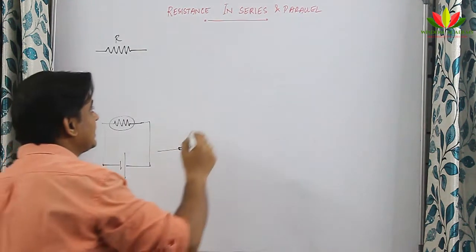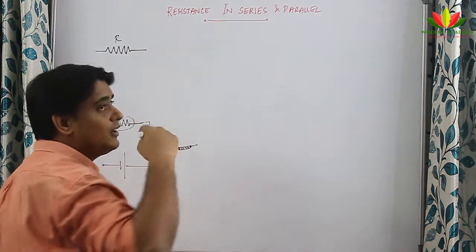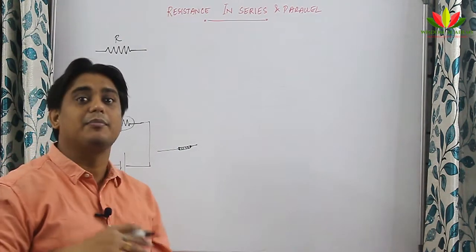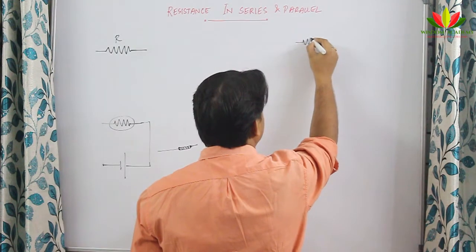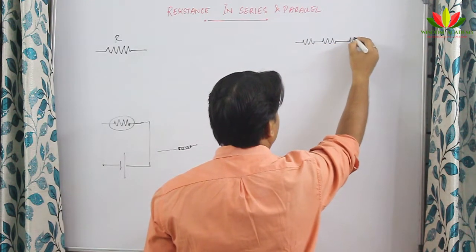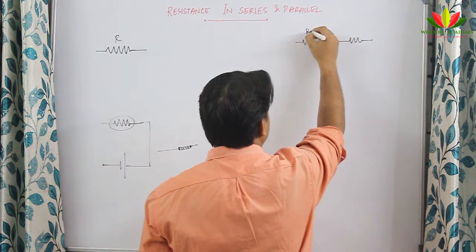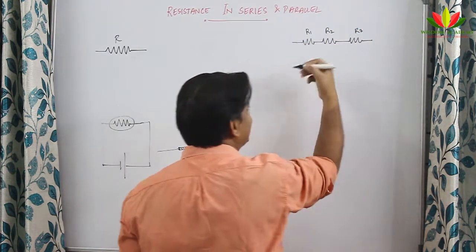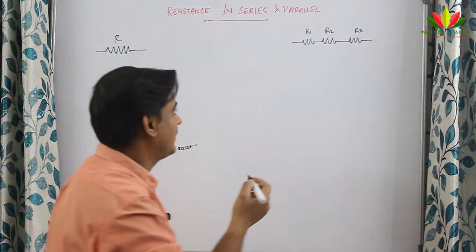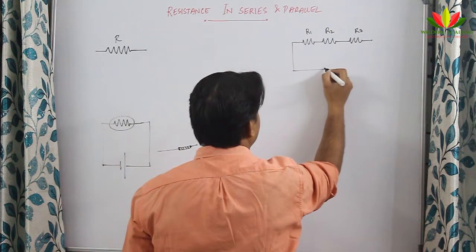Now I'm going to talk about resistance in series and parallel. If the resistances are connected in series, then what is the net resistance? If they are connected in parallel, then what is the net resistance? Suppose I have three resistances like this, namely R1, R2 and R3. Then what is the net resistance of this circuit? Let us find that.